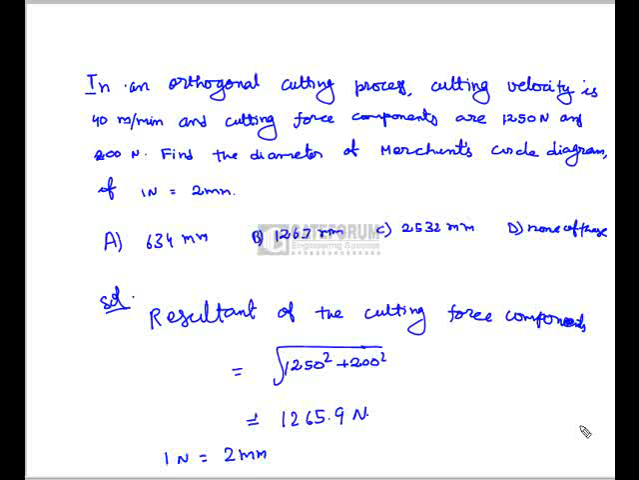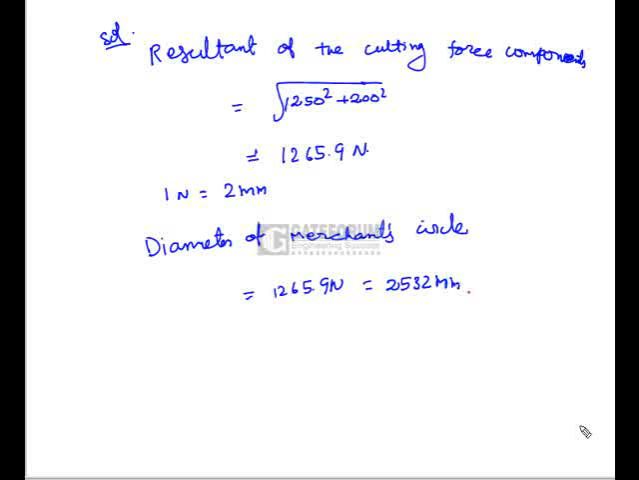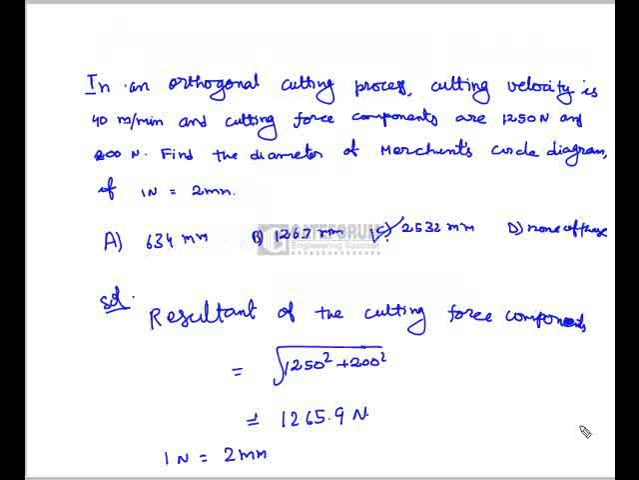this scale the diameter of the merchant circle is given by 1265.9 Newtons or 2532 mm, which is nearly equal to 2532 mm. This is the diameter of the merchant circle and the option is C. C is the right answer.